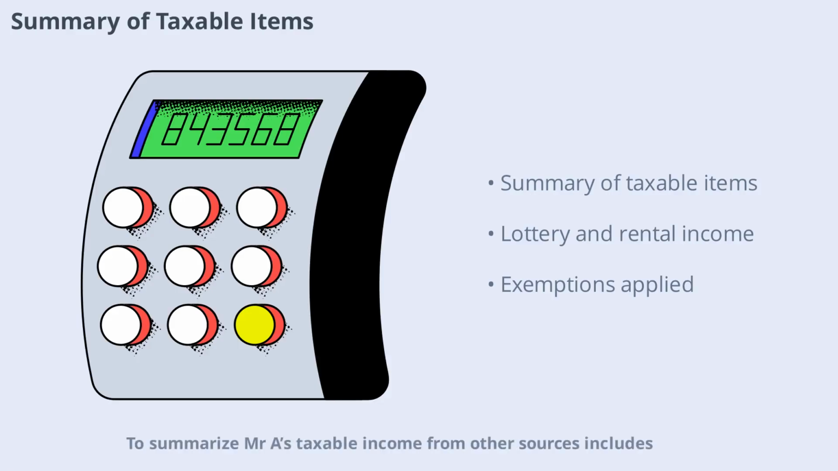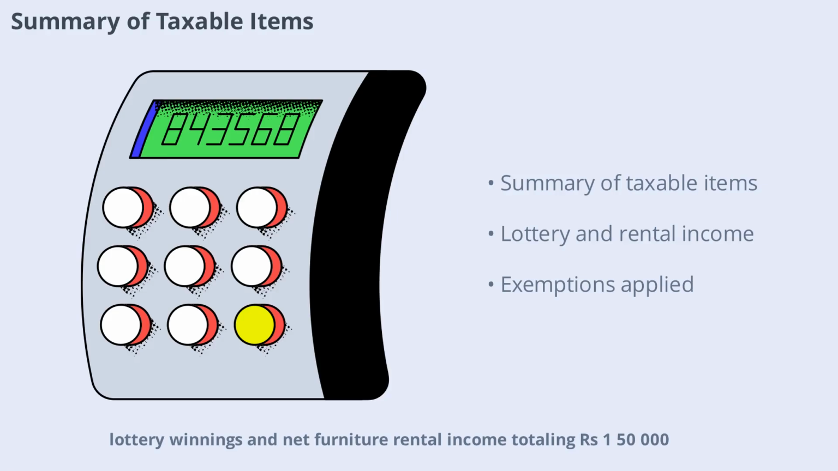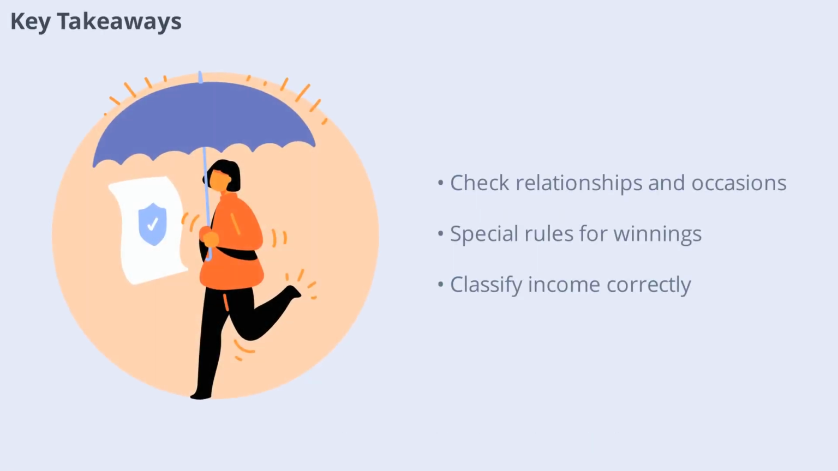To summarize, Mr. A's taxable income from other sources includes lottery winnings and net furniture rental income, totaling Rs. 150,000. All other gifts and transactions in this scenario are exempt or not taxable due to specific rules and thresholds. Understanding the rules for income from other sources is essential for accurate tax filing. Always check the relationship with the giver, the occasion, and the value of gifts.